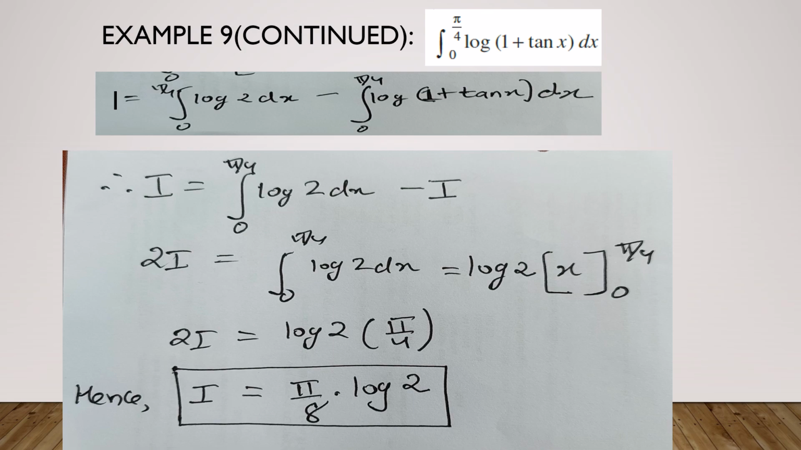So now we have I is equal to integral 0 to pi by 4 log 2 dx minus I. So 2I is integral 0 to pi by 4 log 2. You know log 2 is constant, integral 1 is x. Put the limits, pi by 4 minus 0 is pi by 4. So 2I is log 2 into pi by 4. So I is pi by 8 into log 2.